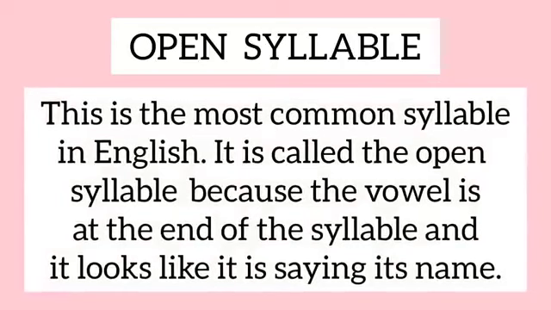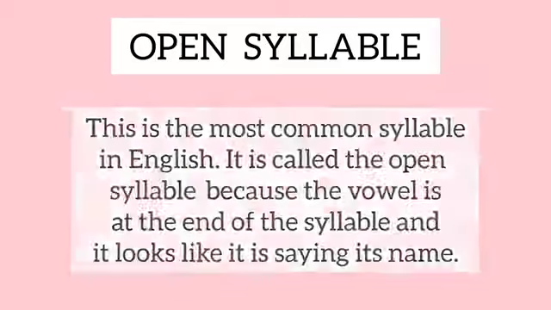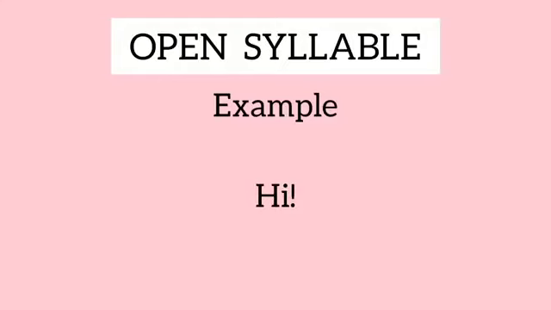The next type is open syllable. This is the most common syllable in English. It is called the open syllable because the vowel is at the end of the syllable. Take note, the end of the syllable and not a word. And the vowel at the end of the syllable looks like it is saying its name. For example, the word hi. It is a one-syllable word, and the end of its only syllable is the vowel I. Therefore, it sounds like it is saying its name. Hi. Another example is the word photo. It has 2 syllables which are fo and to. And these syllables are both open syllables since they both end in a vowel.